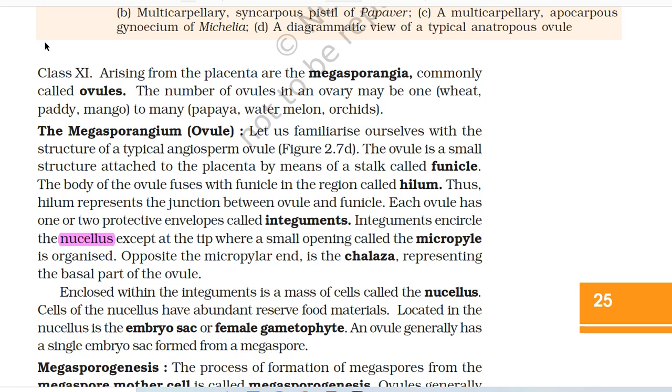Each ovule has one or two protective envelopes called integuments. Integuments encircle the nucellus except at the tip where a small opening called the micropyle is organized. Opposite the micropylar end is the chalaza, representing the basal part of the ovule.